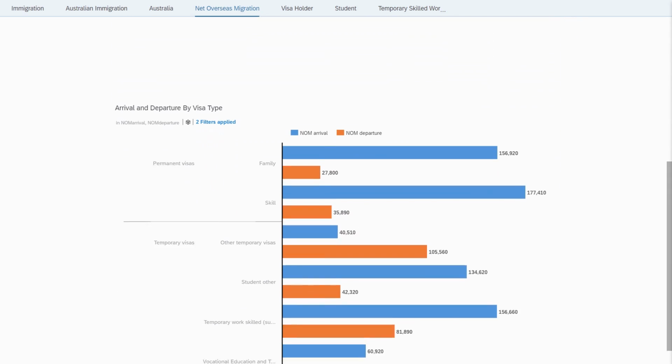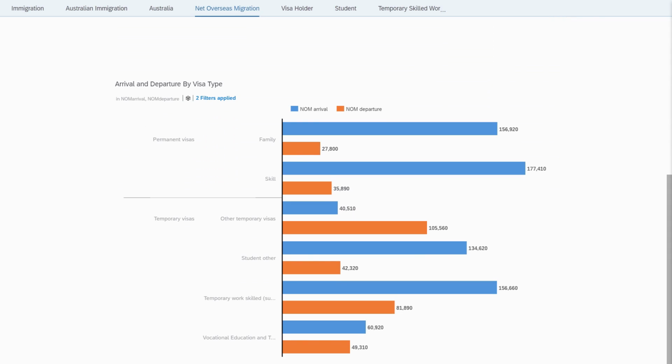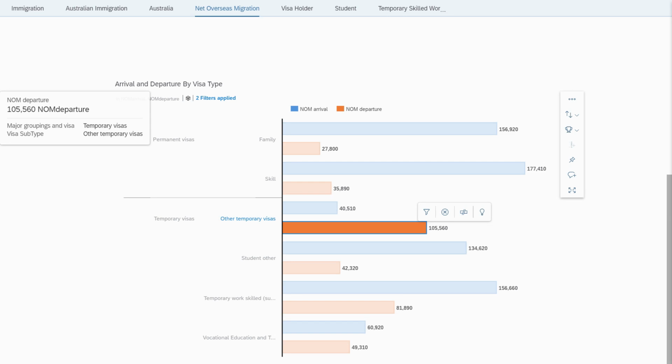Arrival and departure by visa type. In this bar graph, we have segregated the data into 2 categories of visas, permanent and temporary visas. The permanent visa category is further classified into family and skill, while the temporary visa category is further classified into other temporary visas, student, temporary work, skilled, and vocational education and training sector. The trend in the bar graph across all visa categories demonstrates that the number of arrivals is high in all the cases except that of the other temporary visas, because this category includes the data for tourism and the working holiday visa data.